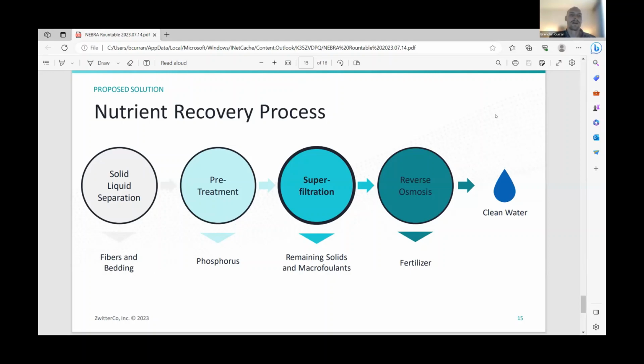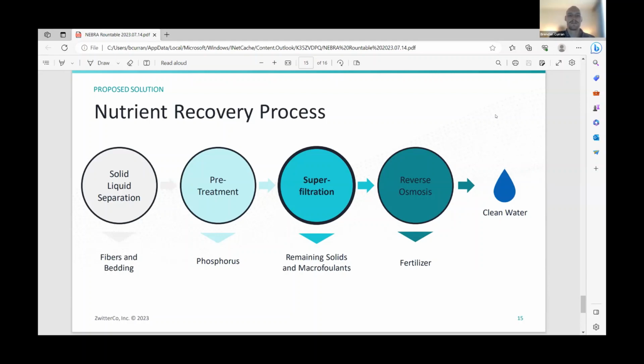So this is a little bit of an overview of the process that was used at BCO. They had their solid liquid separation, and these are all the byproducts that they're getting from each step that can be reused instead of wasted. So they get the fibers and bedding that they're recycling back to where the cows are situated in their farms, and they're giving those back to the farms. Then there's pre-treatment to the ultrafiltration in this case.